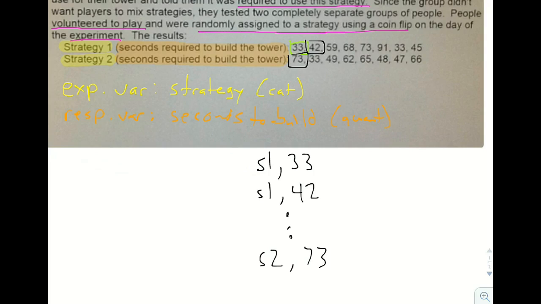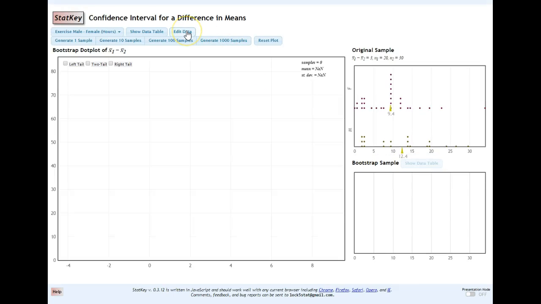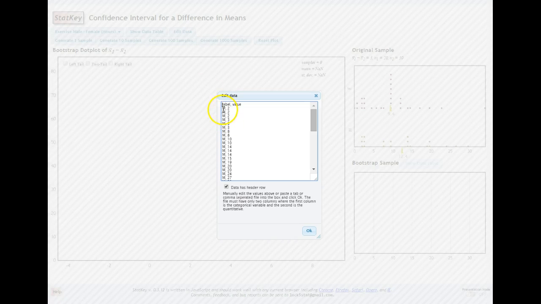So we're going to start out at the confidence interval for the difference in means, and we're going to start doing that right here. So we'll go to edit our data, and we're going to delete everything that's in there. And I like to do it S1, comma, 33. You don't need any spaces. I think S1 is easier to type than typing out strategy. And if you were to type it all the way out and made a typo, that typo would cause problems in the analysis. So you'll go through and type all of this in. So go ahead and pause and do that. Alright, so all of that data is now in. I still have a header row, so I leave that checked because I left that intact. If you deleted yours, uncheck that.